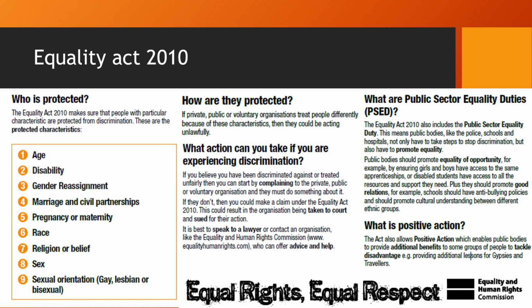And if you feel you've been a victim of this, the action you would take if you feel you're being discriminated against is to complain to the organisation, and they must do something about it. If they don't, then under the Equality Act, you could take this to court, you could sue the organisation, and potentially you could speak to a lawyer or raise it with a council, an education board. So essentially, if you feel you've been discriminated against, you'd raise it with someone to take action. In some cases, this could be the police.